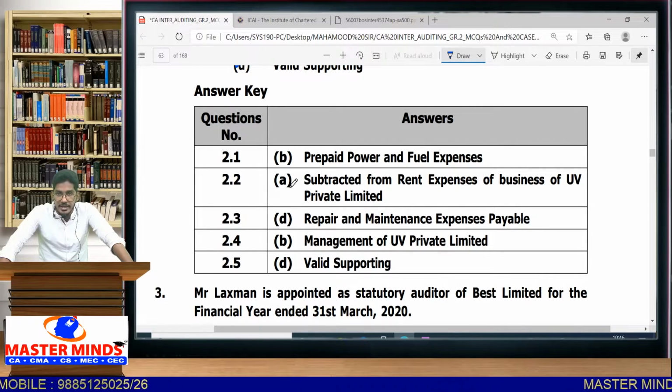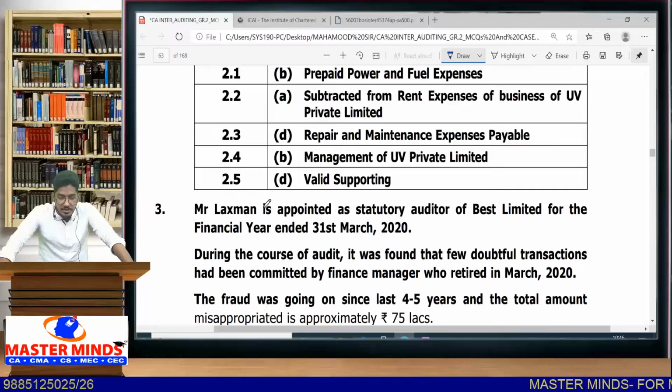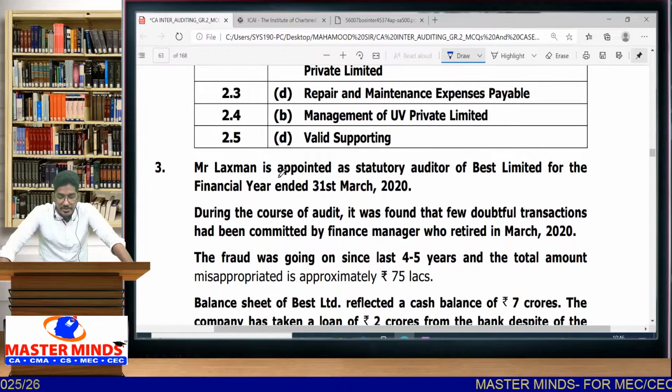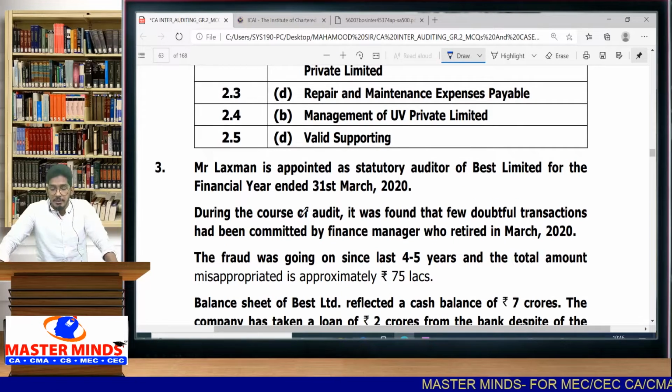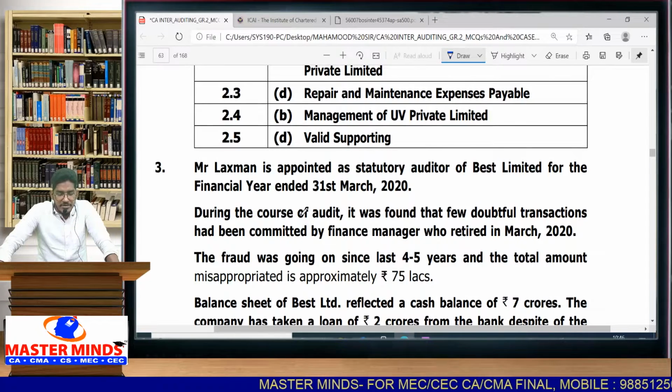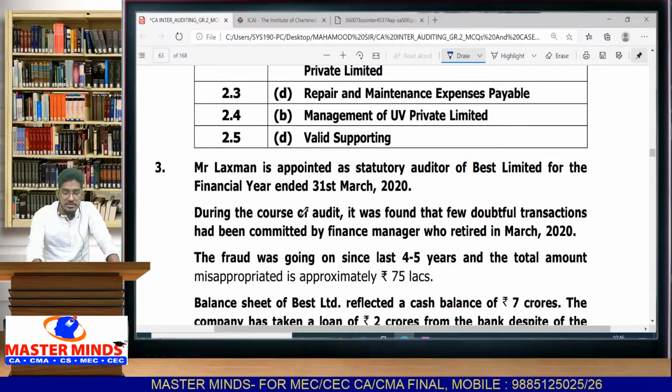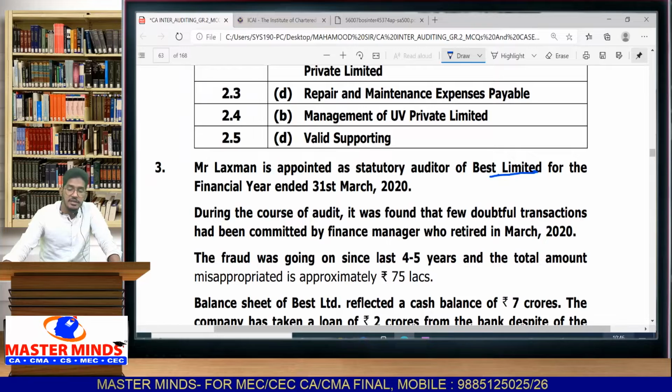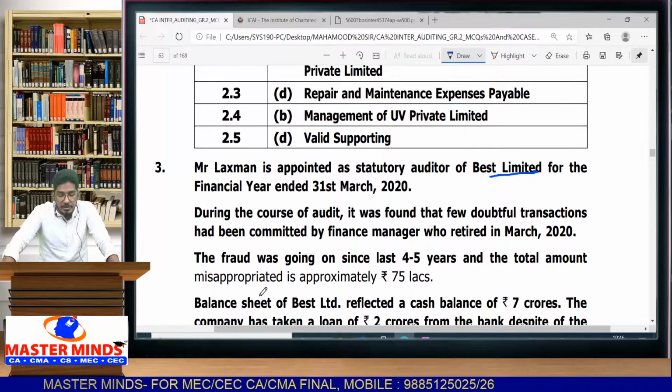Now let us read case scenario number 3. Mr. Lakshman is appointed as statutory auditor of BIST Limited for the financial year ended 31st of March 2020. So there is a person, Mr. X, a practicing chartered accountant. He has been appointed as statutory auditor of some BIST Limited for which year? For the year 19-20. Then what happened?